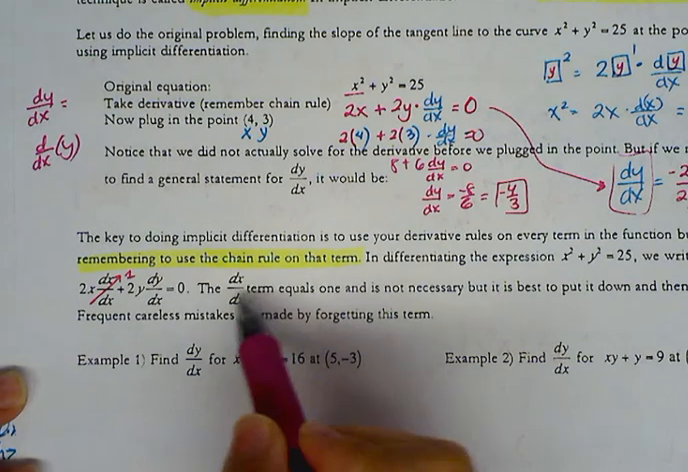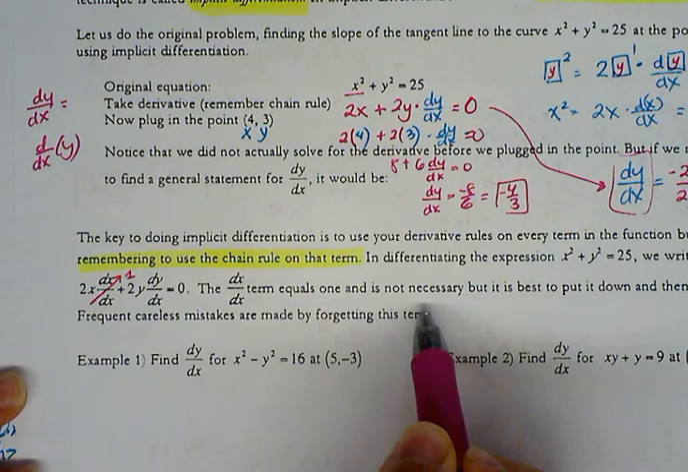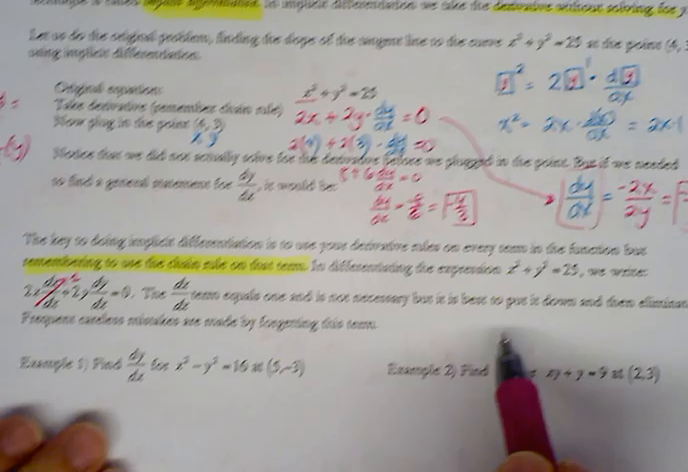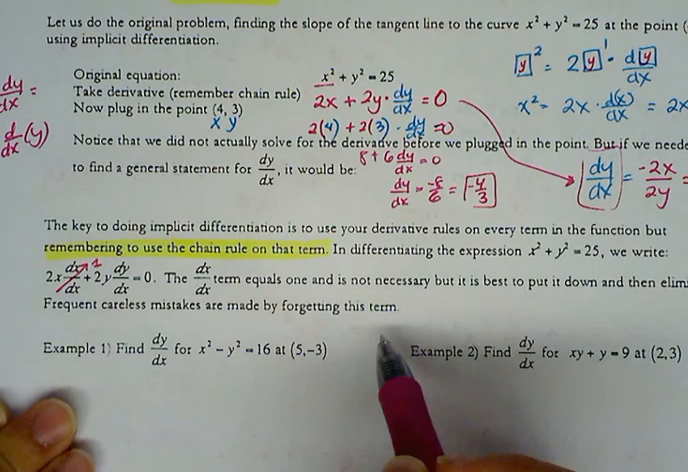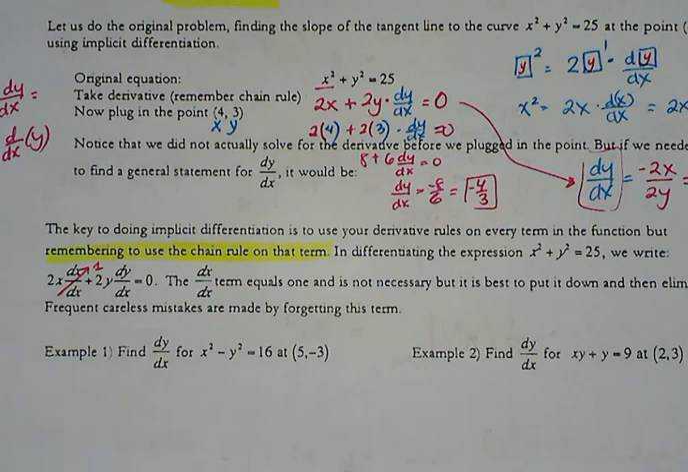The term dx/dx equals 1. It is not necessary, but it is best to put it down. Stu says it's best to put it down and then eliminate it. Frequent careless mistakes are forgetting this term. So let's do that. From now on, let's just do that, well, at least for implicit differentiation. Okay? So let's do an example now.